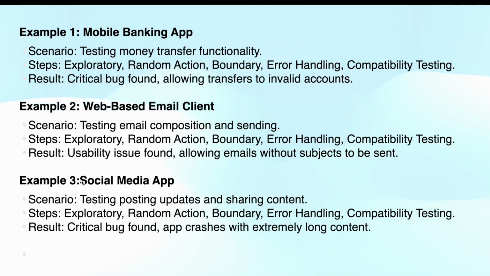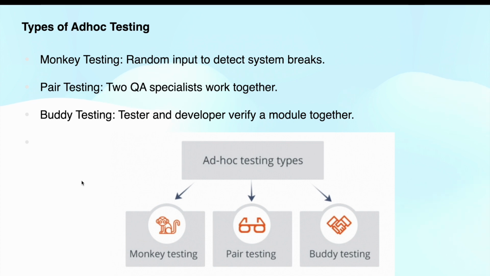So let's move further. There are three types of testing. Initially we have learned that Adhoc testing is also called random testing or monkey testing. So first is monkey testing. It is conducted at the level of unit testing. The main purpose is to make sure that the software is able to withstand crashes. Testers try to detect system breaks by inputting random data. Monkey testing does not require the preparation of any test cases.